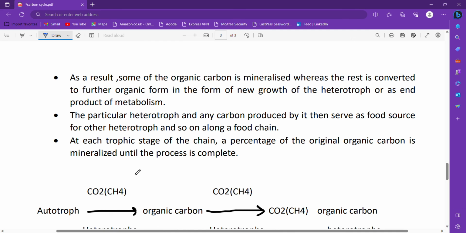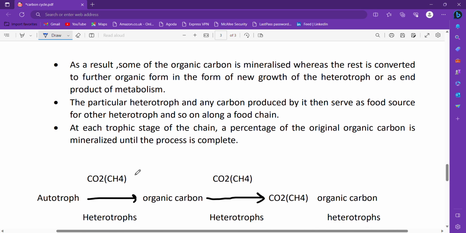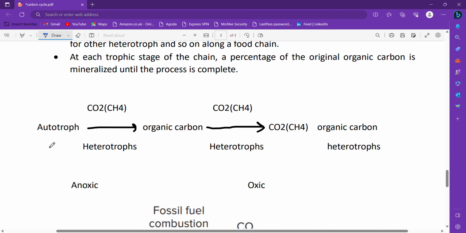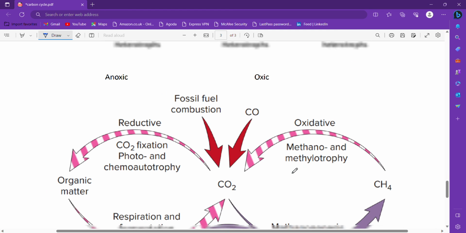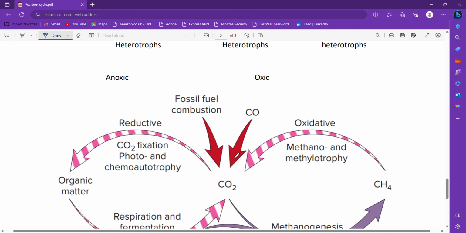And I have told what mineralization is. Mineralization is the decomposition of organic matter to simpler inorganic compounds. So see, autotrophs make organic carbon. Then ultimately this organic carbon is converted to carbon dioxide by heterotrophs. This organic carbon is drawn by heterotrophs, and this portion is called the anoxic part. No oxygen is involved during the process. And this is the oxic part, where oxygen is involved during the process, and here it is showing the full process of the carbon cycle.